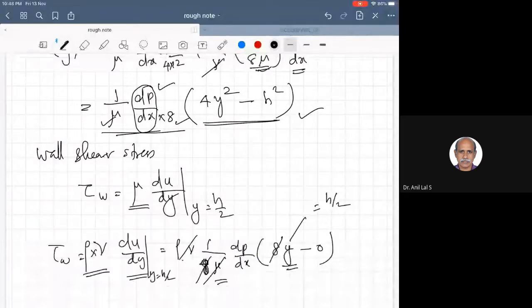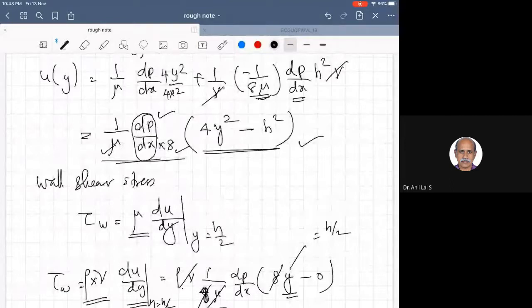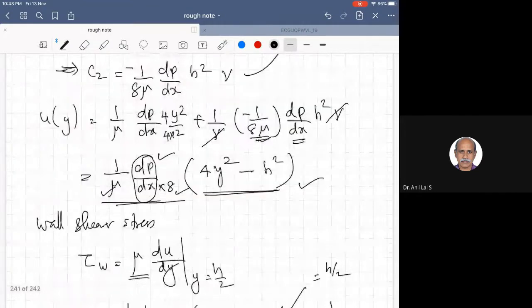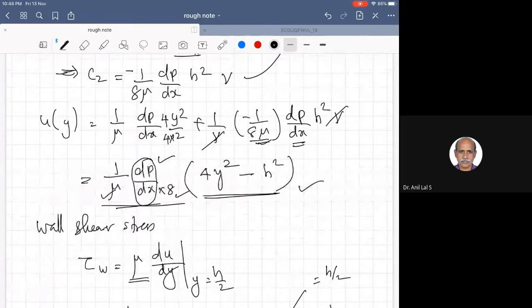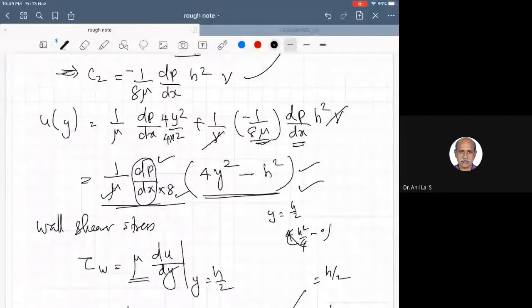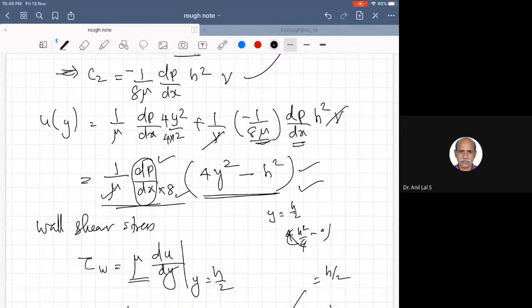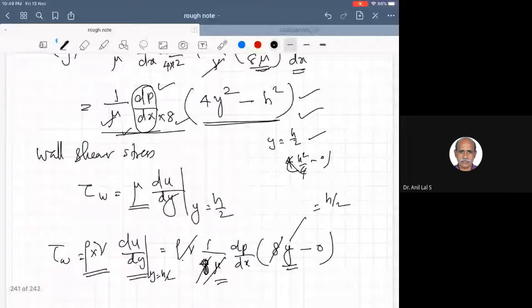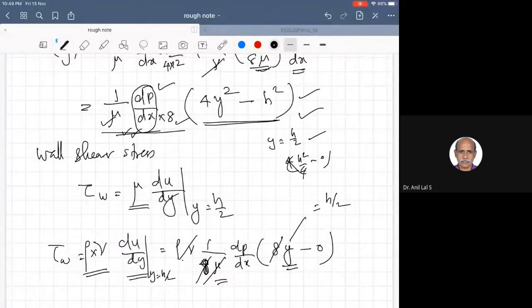So velocity, when dp by dx is positive, at any point there is a 4y squared minus h squared by 8. The maximum value of y is h by 2, so 4 into h squared by 4 is h squared. So the maximum value of this will be 0, because the maximum value of y is h by 2. So if dp by dx is positive, then you can have only negative velocity. That is, flow will take place in the negative x direction. If dp by dx is negative, then we'll have positive velocity, with fluid flowing like this.